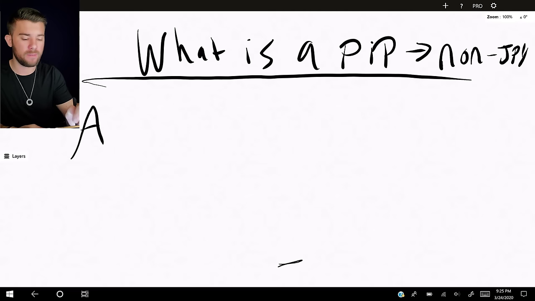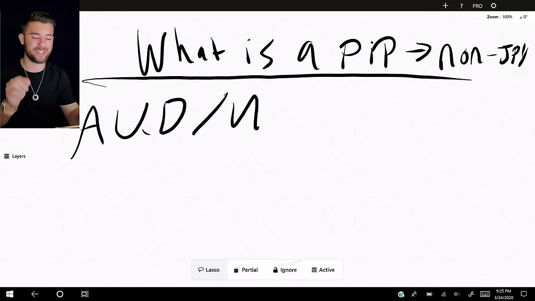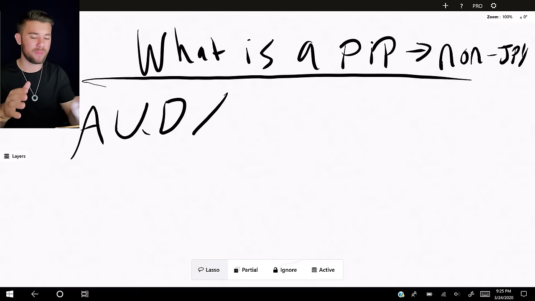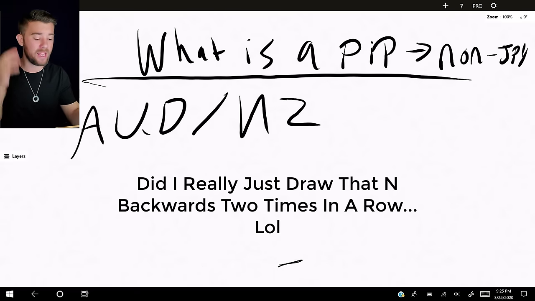So AUD, NZD. I do my N's backwards. I'm slightly dyslexic. I literally just drew an N backwards because I cannot ever remember which way they go. And in my head, it's always backwards.